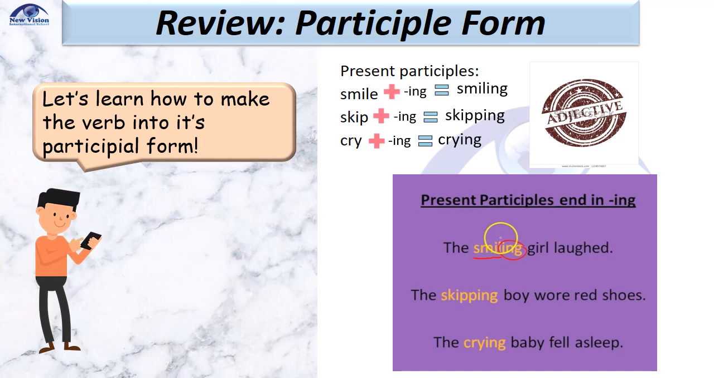Second sentence: The skipping boy wore red shoes. Skipping now describes the boy. That means it functions as an adjective. Third sentence: The crying baby fell asleep. Crying is no longer an action, but it functions as an adjective. So crying describes the baby.